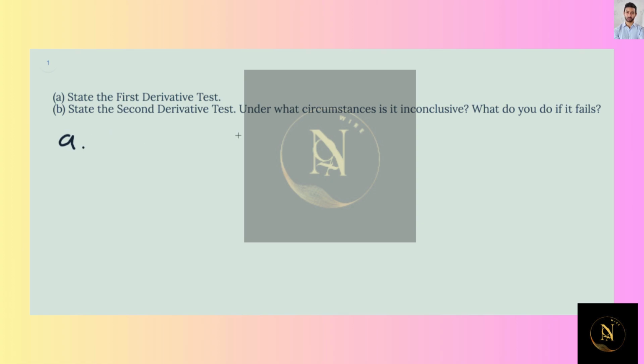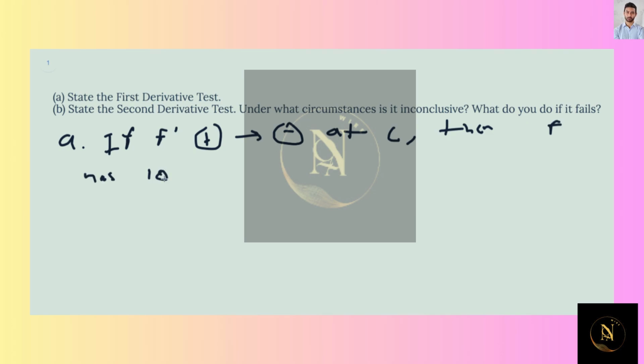Okay, so we're being asked to state the first and second derivative test. The first derivative test tells us that if f prime changes from positive to negative at a point C, then f has a local max at C.